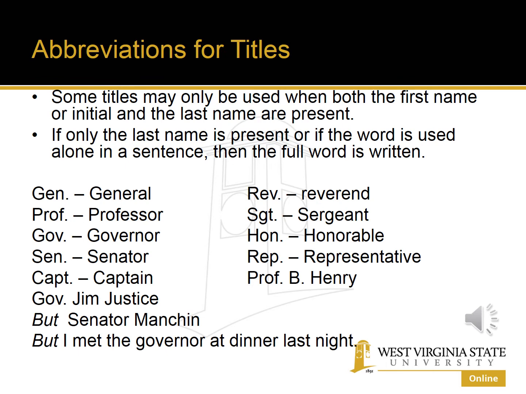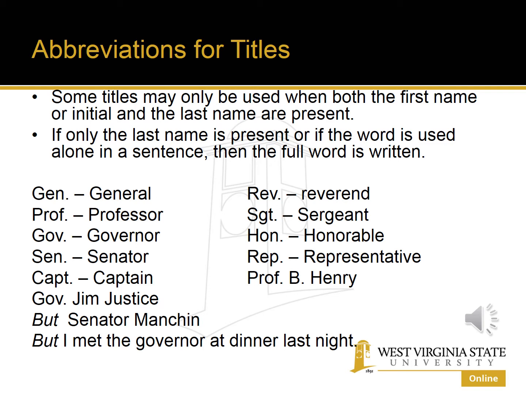Here we have a list of titles that may only be used when both the first name and the last name, or the first name initial and the last name, are present. If only the last name is present, or if the word is used alone in a sentence, then the abbreviation should not be used. Instead, the whole word should be written out.